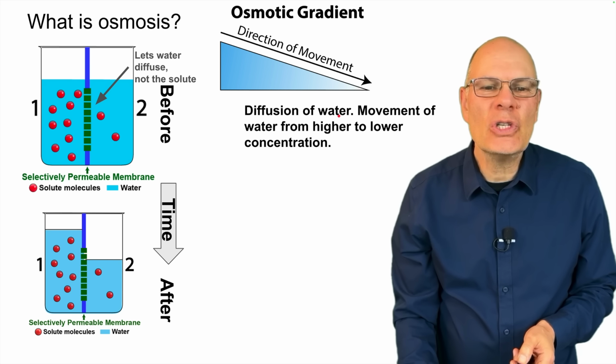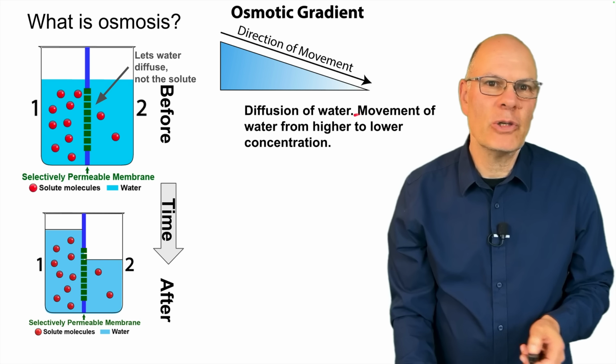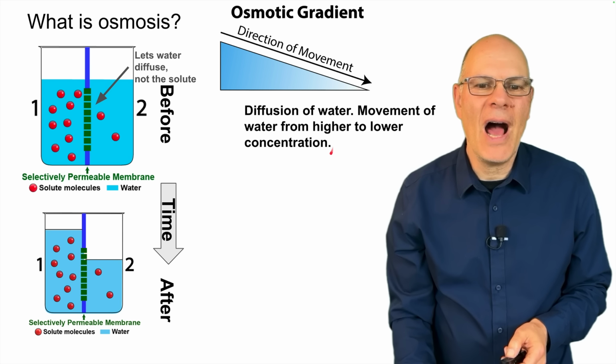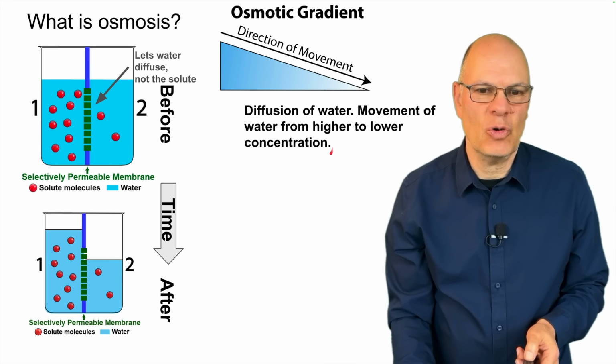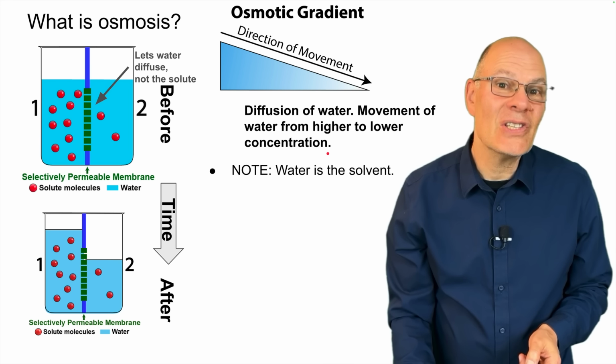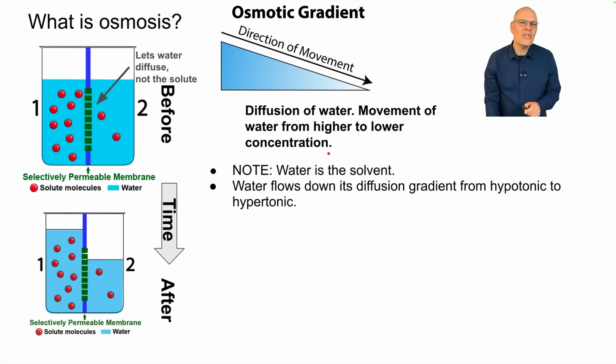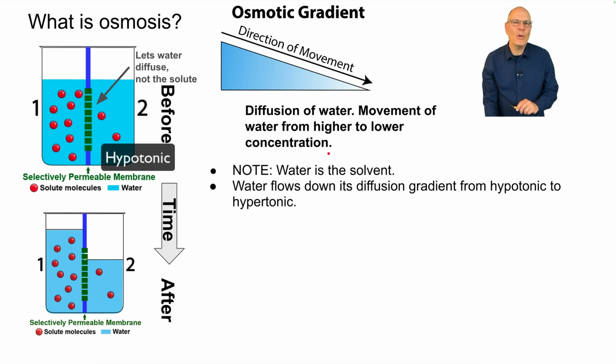It's the diffusion of water. Water diffuses like everything else, and that means that water is going to move from higher to lower concentration. Water is the solvent of life, so we have to pay attention to how it moves. Water flows down its diffusion gradient, just like everything else, from hypotonic to hypertonic. Those are essential terms to know.